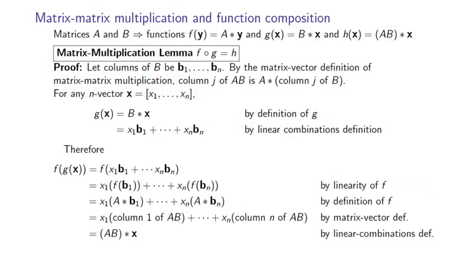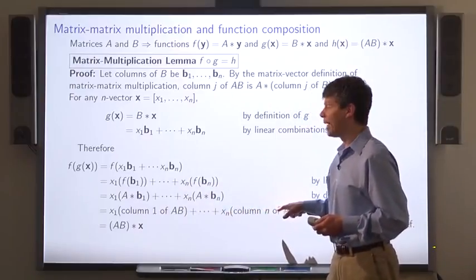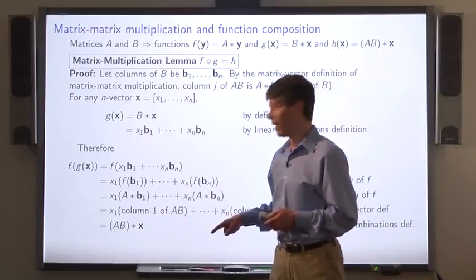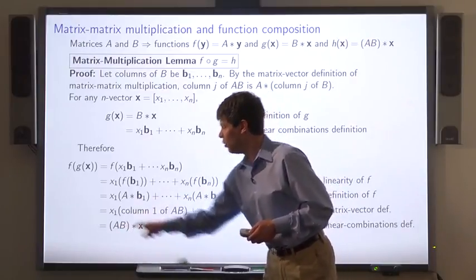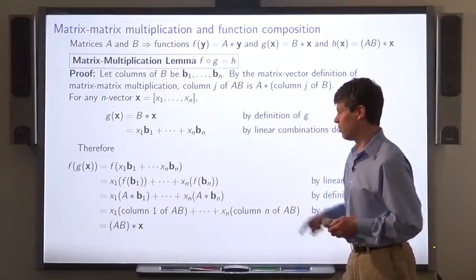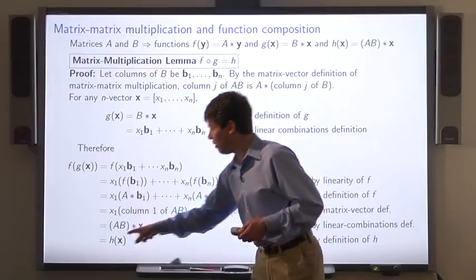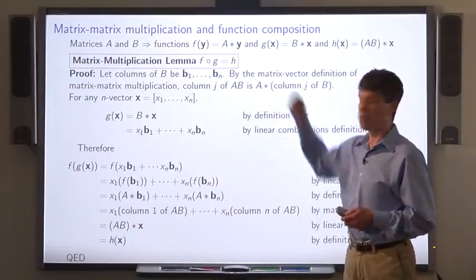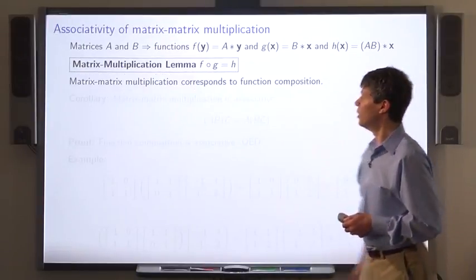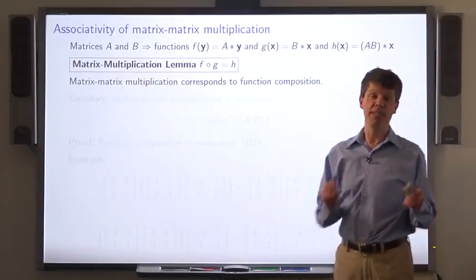Now, using the linear combinations definition of matrix-vector multiplication, the linear combination of these columns can be written as a matrix-vector product: the matrix AB times the vector x, whose entries are the coefficients. And this, by definition, is the result of applying h to the vector x. So that proves the property. So we've seen that matrix-matrix multiplication corresponds to composition of functions.